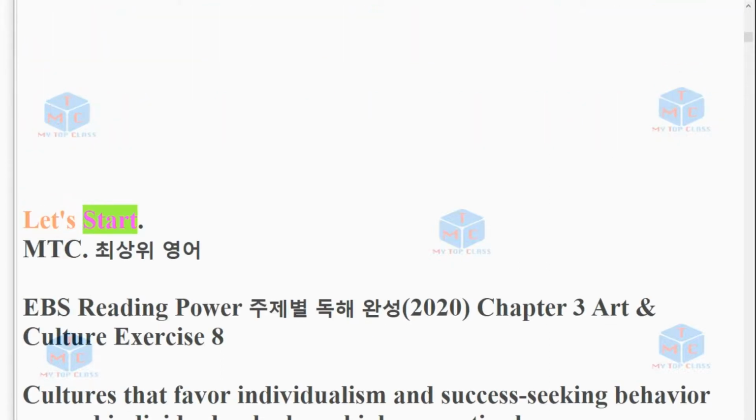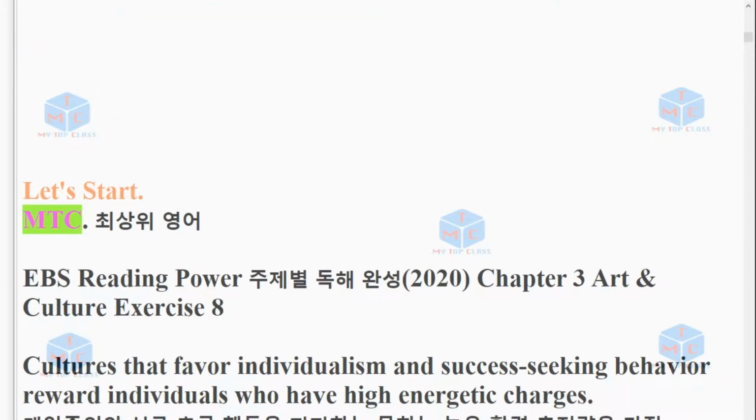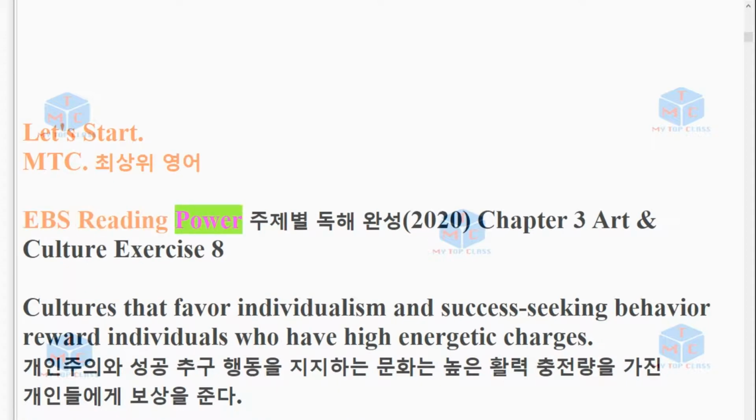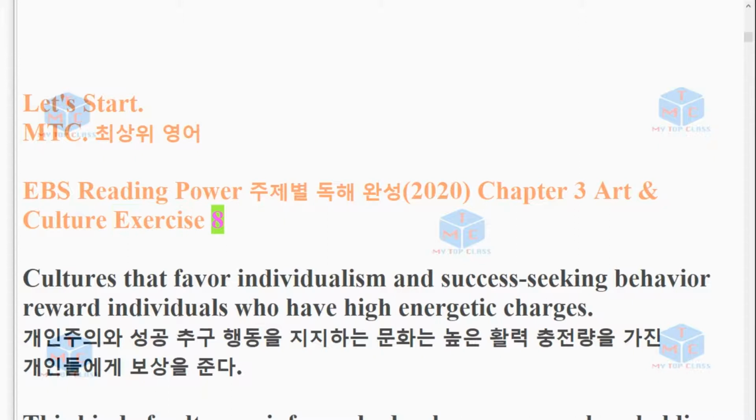Let's start. EBS Reading Power, 2020, Chapter 3 Art and Culture Exercise 8.